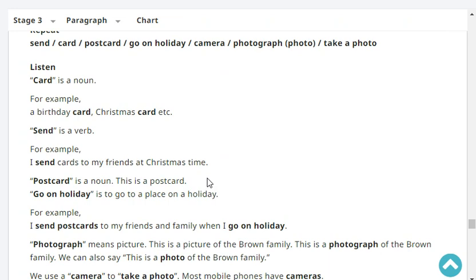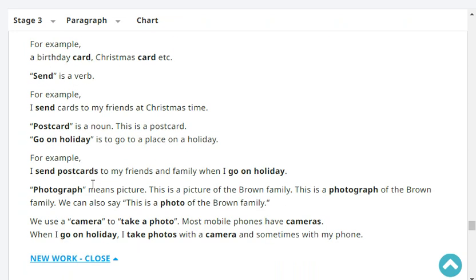Okay, listen. Card is a noun. For example, a birthday card, Christmas card, report card, etc. The word send is a verb. For example, I sent cards to my friends at Christmas time. Postcard is a noun. So this is a postcard. Go on holiday is to go to a place on holiday. Another word for holiday is vacation. For example, I send postcards to my friends and family when I go on vacation or when I go on holiday. Photograph means picture. For example, this is the picture of the Brown family.